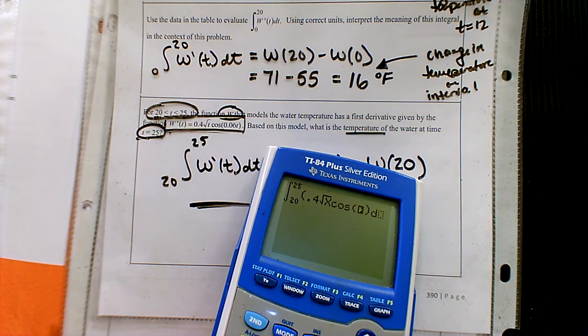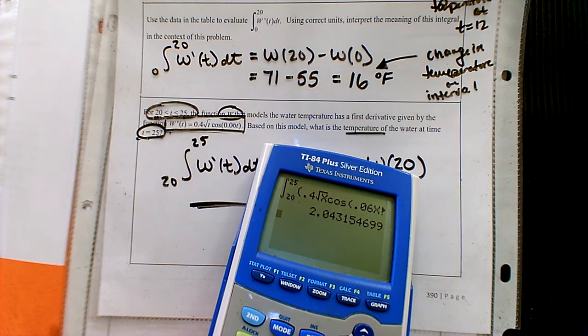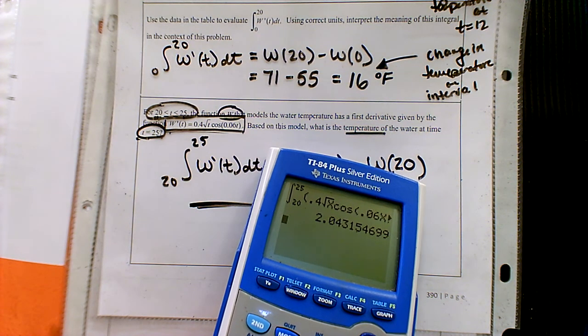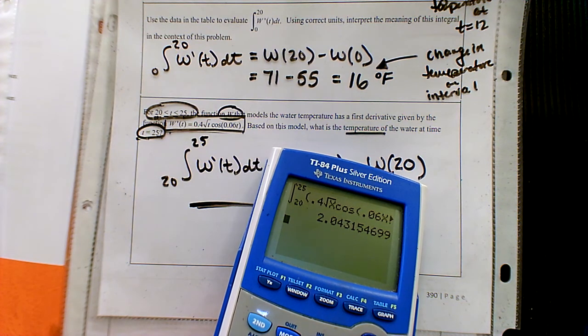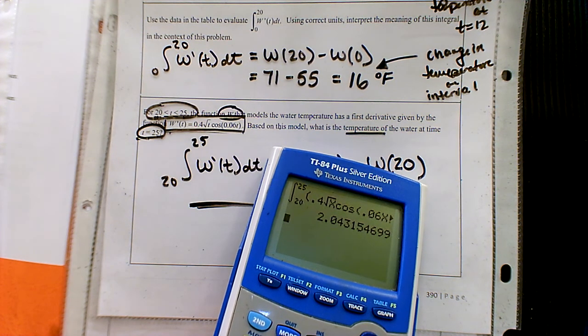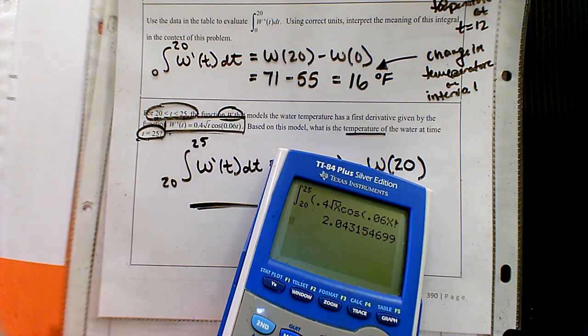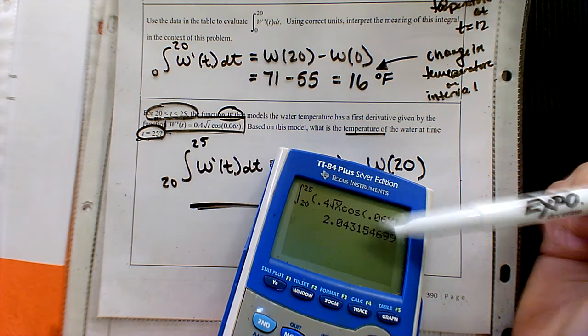Also, make sure you're in radian mode because we're dealing with trig. Now, if you guys wanted to do a graphical approach, you could have graphed this function and then used the integral command on that graphing screen. You know how it shaded it for us? You could do that if you wanted to. But let's go ahead and use this number.